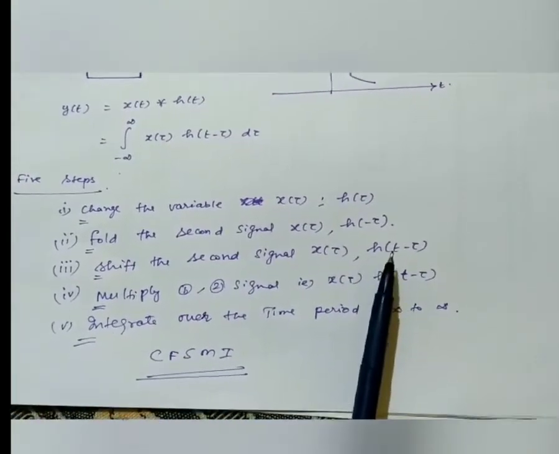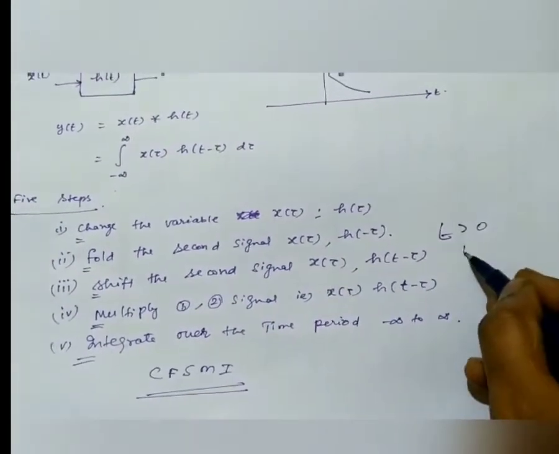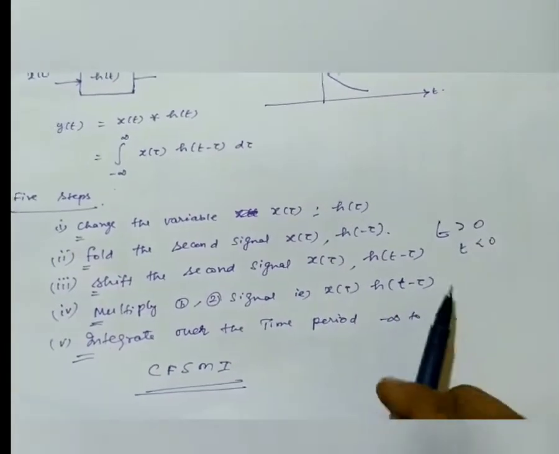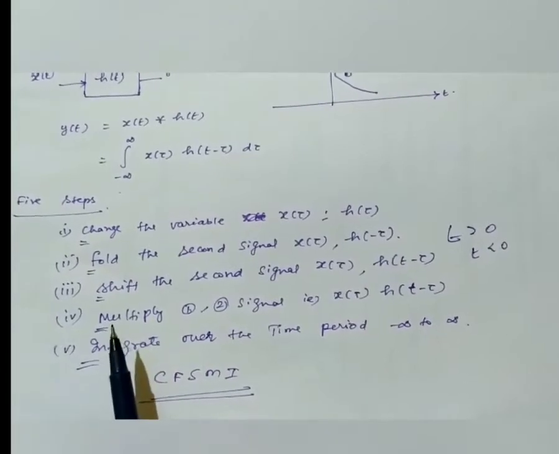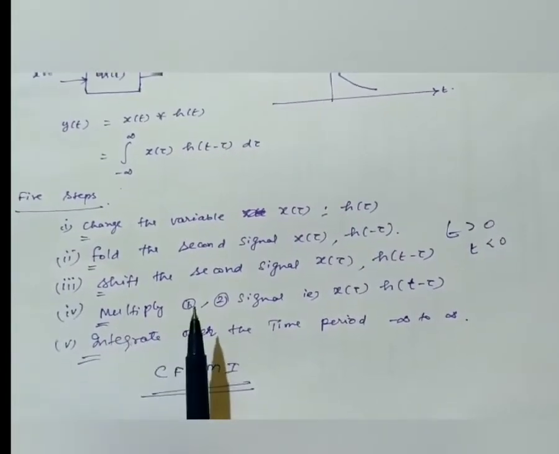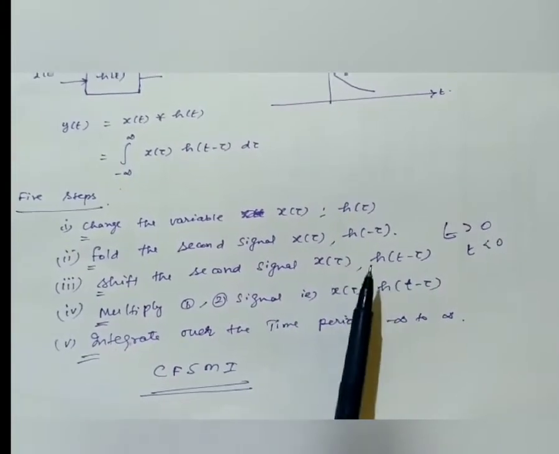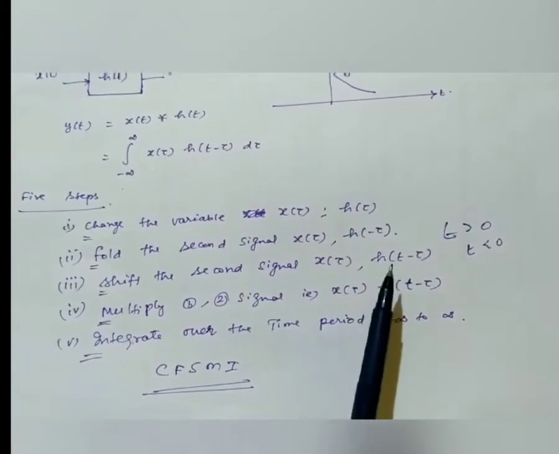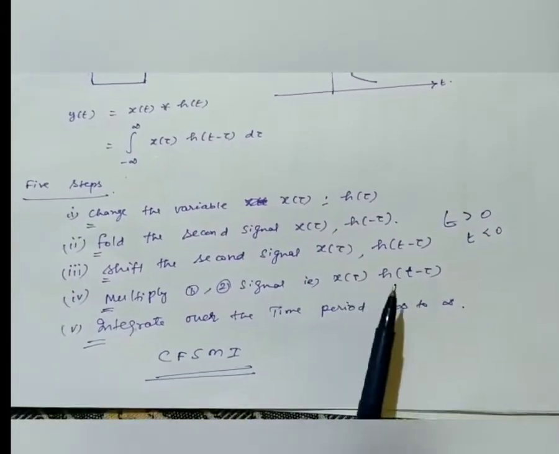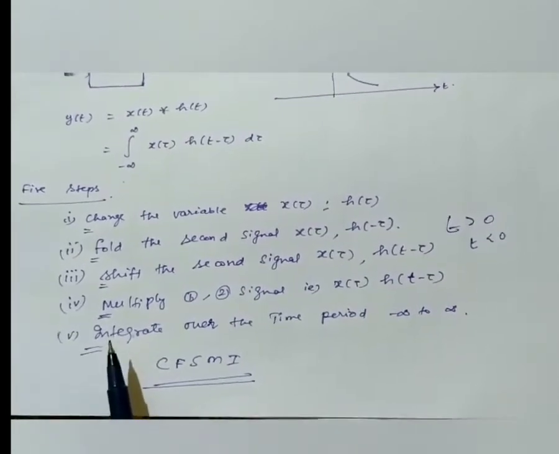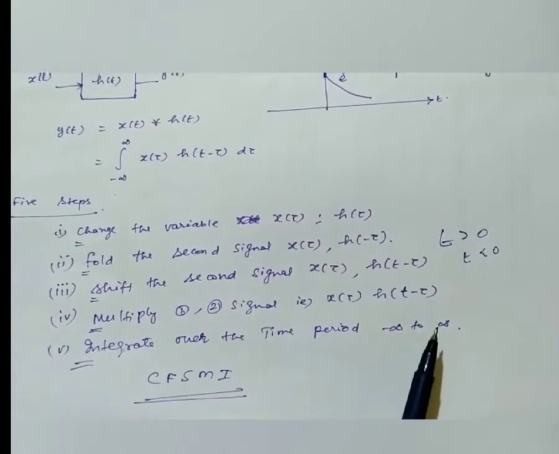This t may be greater than 0 or less than 0. This t can be a positive value or a negative value. And the fourth step is multiply signal 1 and signal 2. So these two signals you multiply, that is x of tau, h of t minus tau. Here I put a comma, but actually there is no comma. It means that they are multiplied. And the fifth step is integrate this multiplied signal over the limit minus infinity to plus infinity.